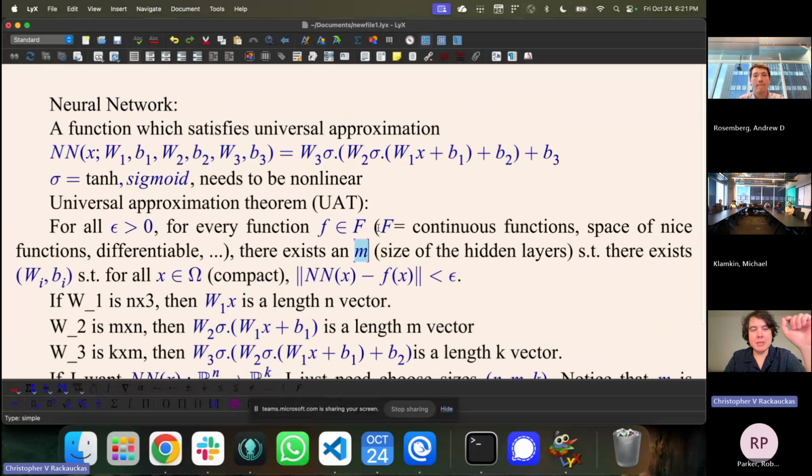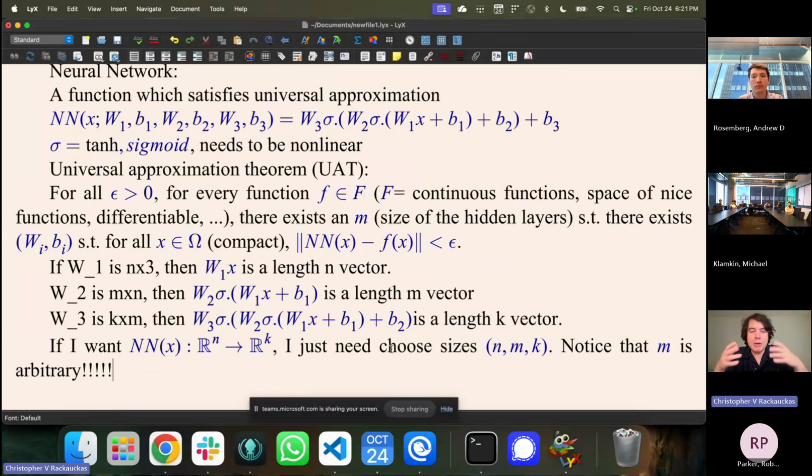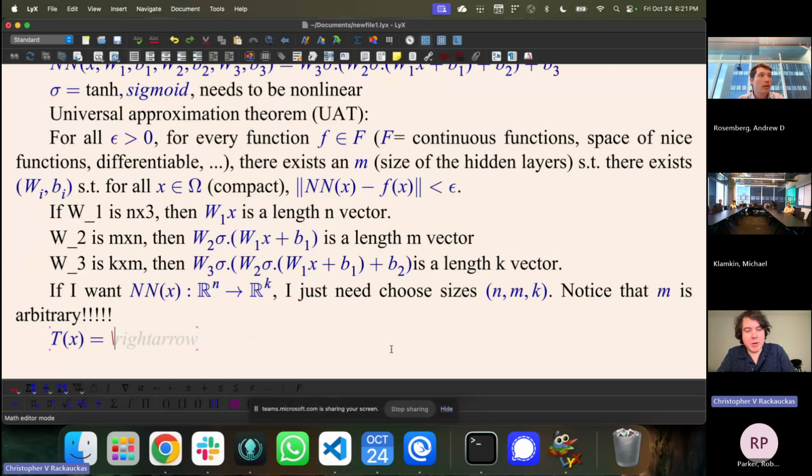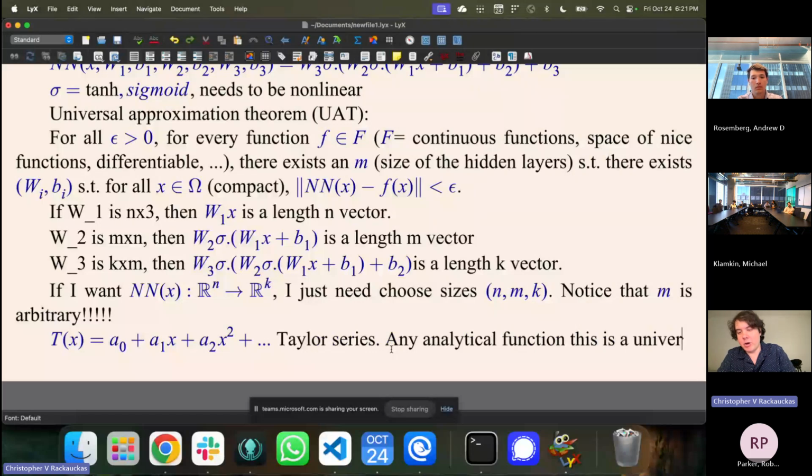Machine learning is a set of tools that gives us the ability to learn functions really well, right? And now the question that you might instantly have is, why would you use neural networks as your tool for this? Don't you have other tools for this, right? So you have something like T of x, which is a0 plus a1x plus a2x squared plus dot, dot, dot. This is your Taylor series expansion, right? You know that for any analytical function, this is a universal approximator.